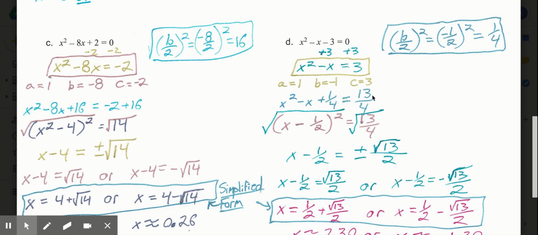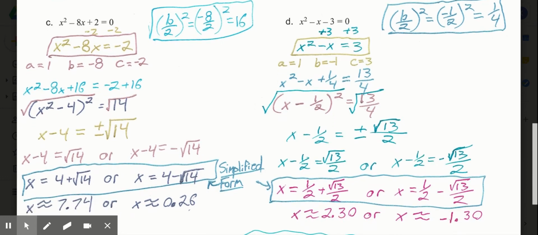So then we have to write the left as a perfect square binomial. So because the middle is a negative here, I know it's a minus here. So x minus 1/2 squared equals 13 over 4. Square root each side, and then x minus 1/2 equals a positive or negative square root of 13 over 2. Simplified version of square root of 13 over 4.